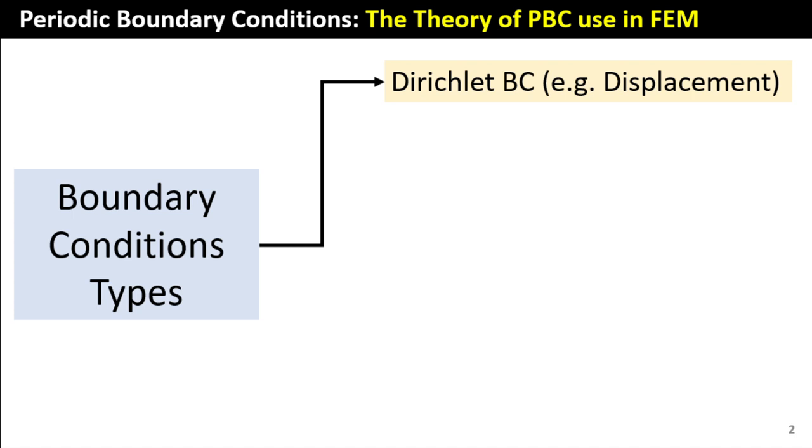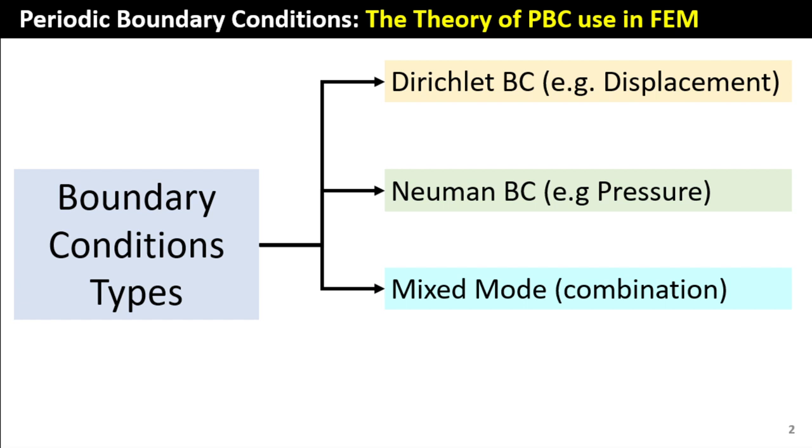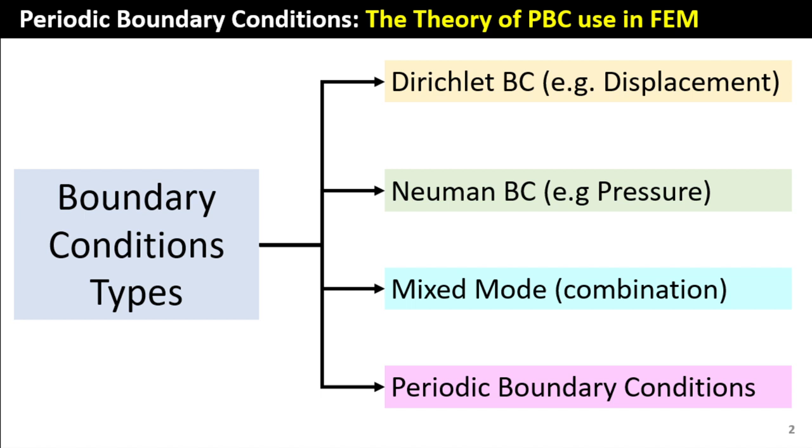The second is the Neumann boundary condition, which is slightly different from the Dirichlet. There are things like pressure, traction, and forces across domains, so they're usually a result of a value crossing through a domain, like flux. So these are Neumann boundary conditions. Then there is a mixed boundary condition, which is basically a combination of the Dirichlet and the Neumann. And then finally, we have the periodic boundary condition, which is the object of this video, this teaching.